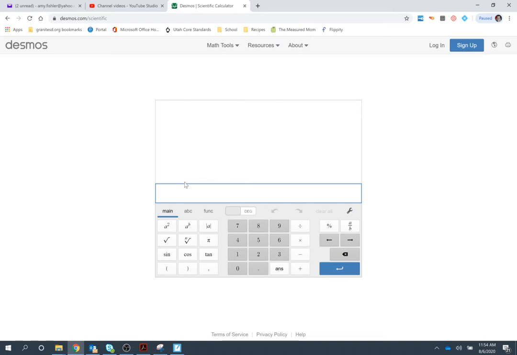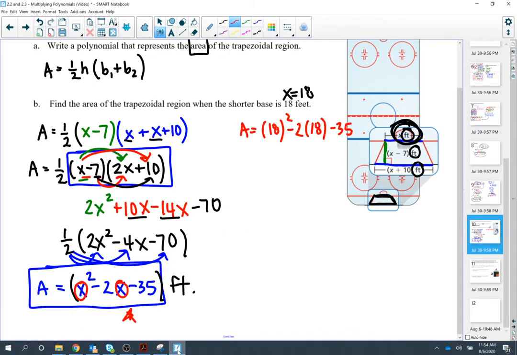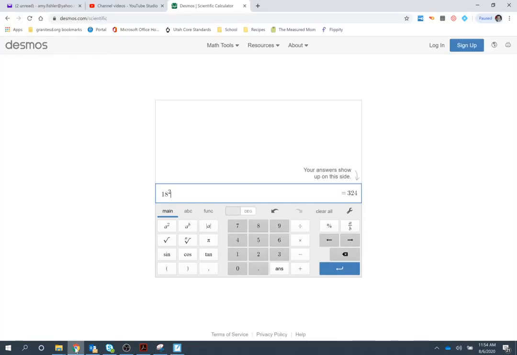And here's a fantastic calculator. So 18 to the power of 2, and then make sure you go sideways and come back down. I have to flip my screen to remember what this was. 18 squared minus 2 times 18 minus 35. And it's telling me the answer right there is 253.